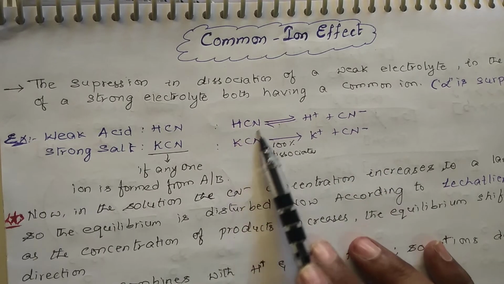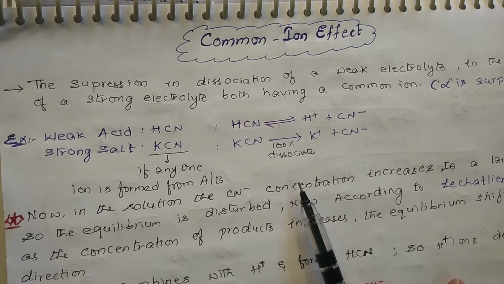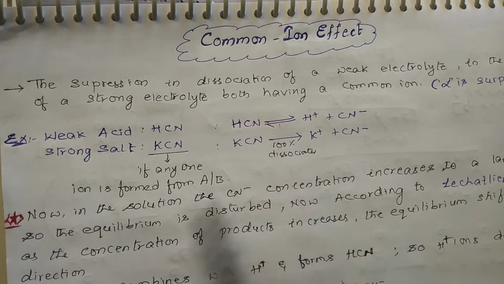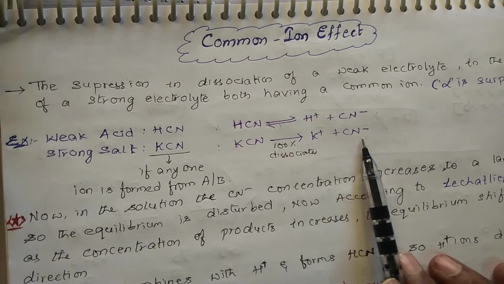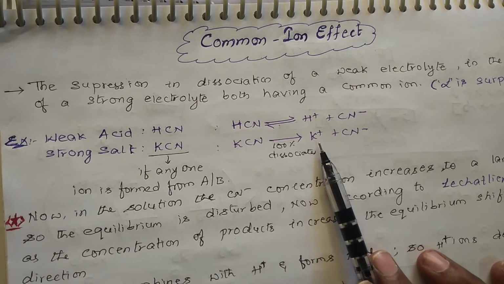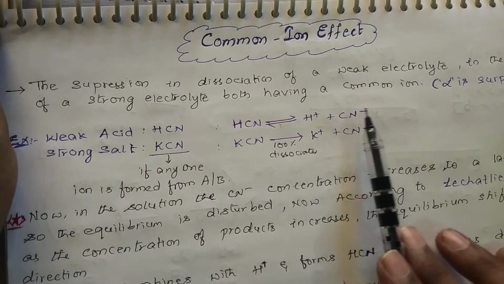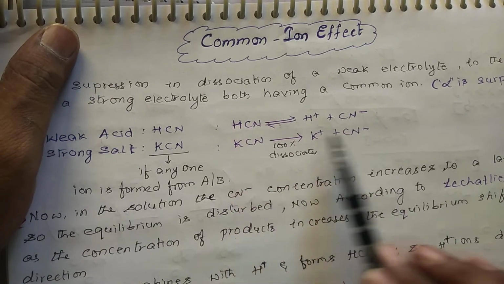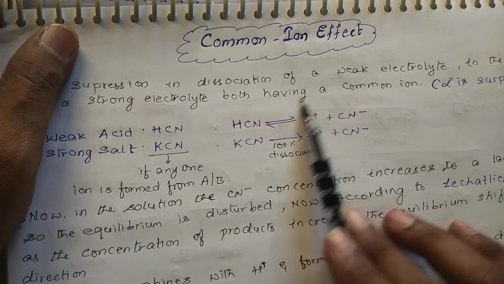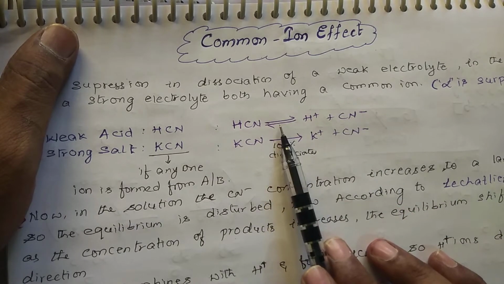This HCN thinks that more amount of CN minus is present here, so the equilibrium is getting disturbed. KCN is a strong electrolyte and gets completely dissociated, so K plus will be more and CN minus will be more. As CN minus is also present in the weak electrolyte, HCN assumes the product concentration is more. So the equilibrium is getting affected.